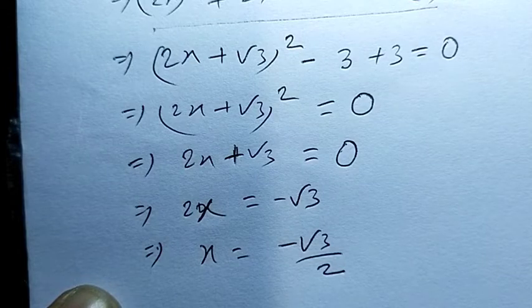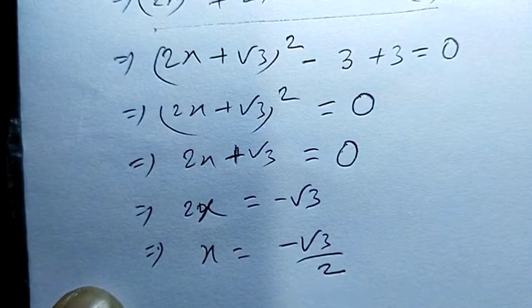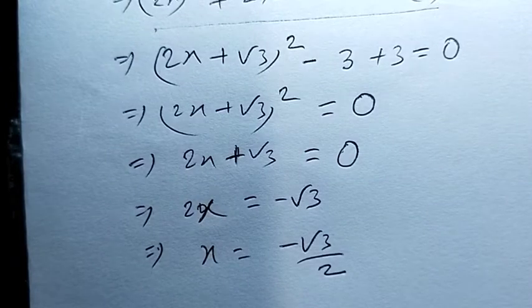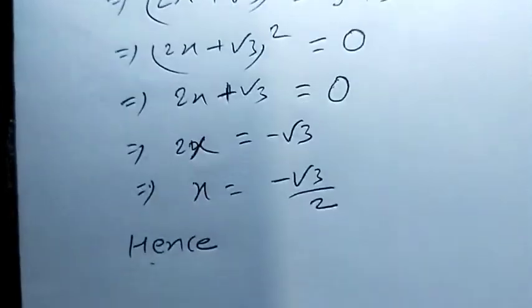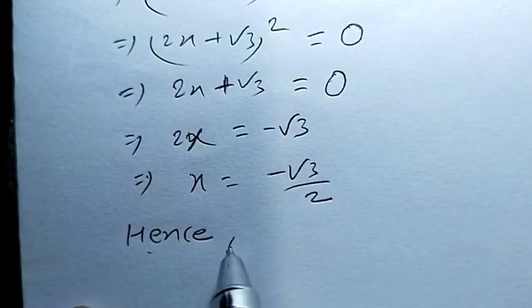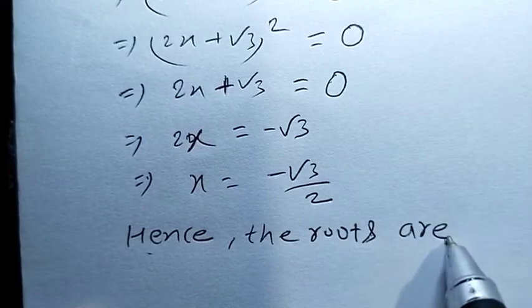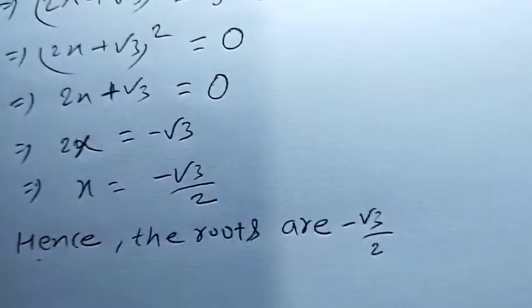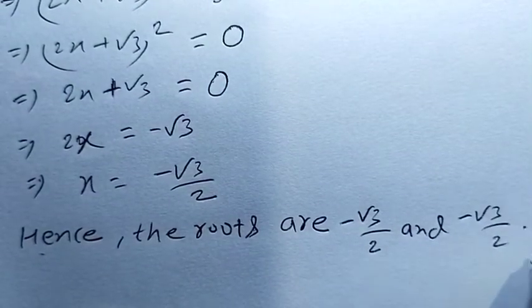So in this question we are getting the value of x is equal to minus root 3 by 2. So both roots are the same. So right here, hence the roots are minus root 3 by 2 and minus root 3 by 2. That is our answer.